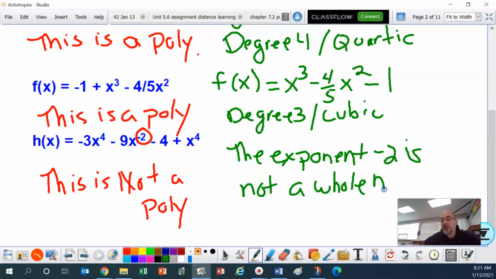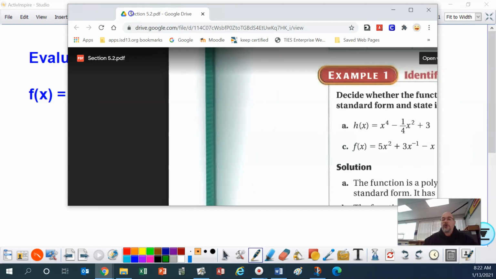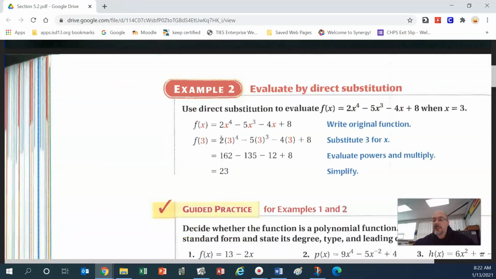It's an integer, but it's not a whole number. All right, let's move on, ladies and gentlemen. The next thing is, we're going to just do one example of this just to show you. Evaluate by direct substitution. If I look at the book, ladies and gentlemen, oh, look, there's an example right there. All right.